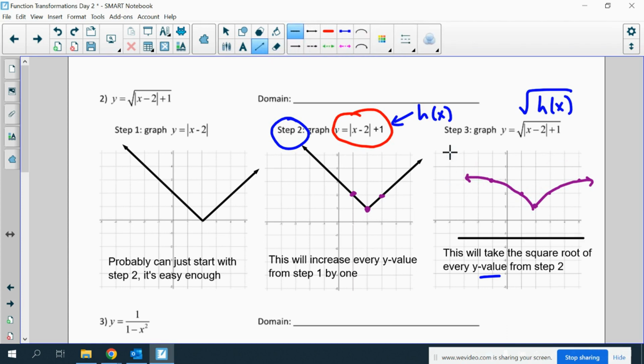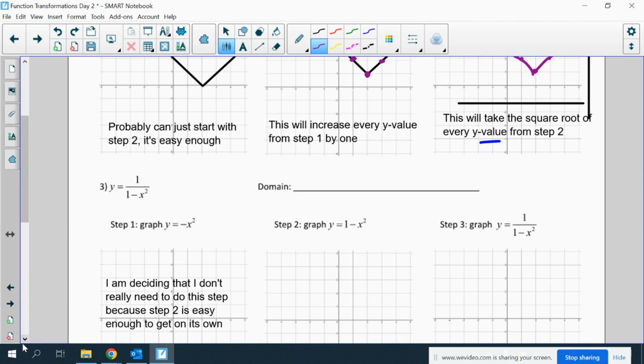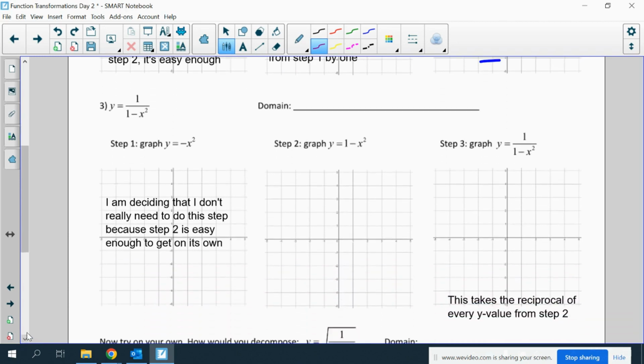We're going to do the same thing with domain. If I look at this, it appears that everything's getting hit. So it's -∞ to infinity, which should make sense because there's no x value that I can plug into this function that has any sort of problems. Number 3, let's graph 1 minus x squared.